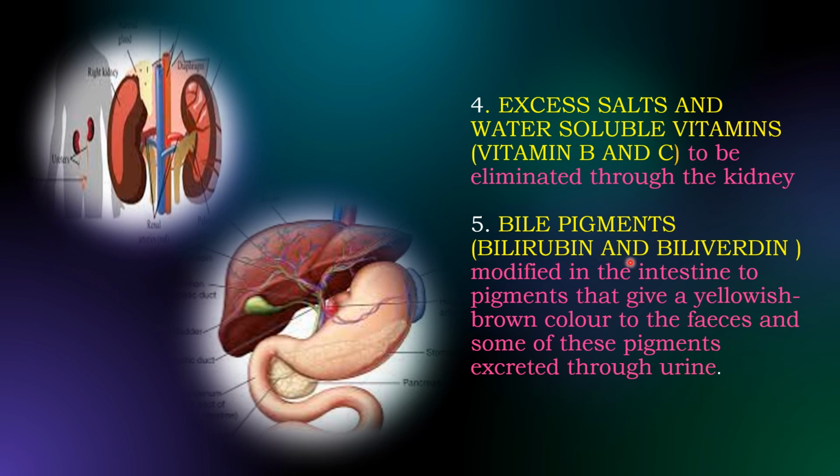These bile pigments are modified in the intestine to pigments that give a yellowish brown color to the feces. Due to this bile pigment, the feces is yellowish brown in color. And some of these pigments are excreted through urine. You can see this type of pigment in urine also.